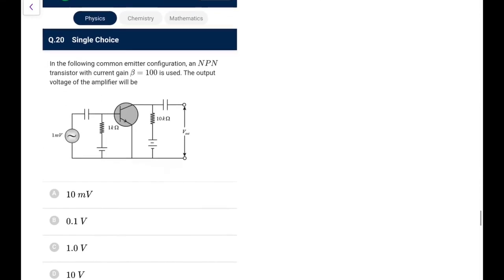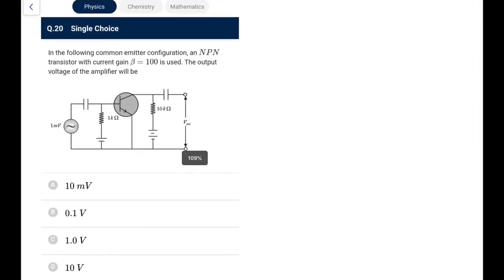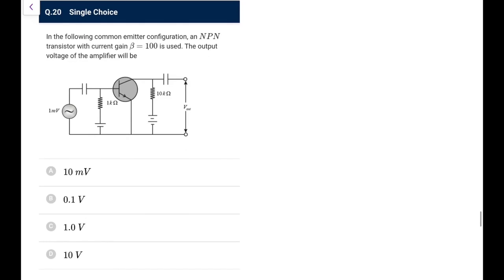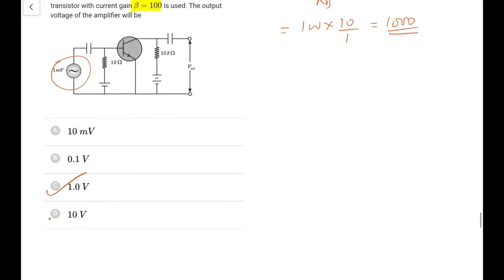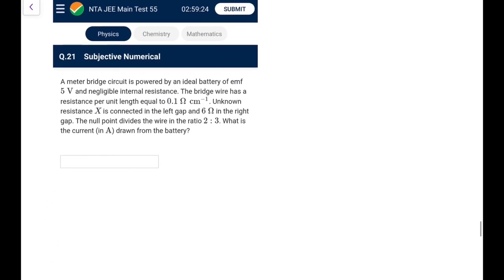Next. In the following common emitter configuration, an NPN transistor with current gain beta equal to 100 is used. The output voltage of the amplifier is? First of all, look at the input voltage, which is 1 millivolt. To get the output voltage, we need to calculate the voltage gain. We know voltage gain is beta RC by RB. So beta is 100, RC is 10 kilo ohm, RB is 1 kilo ohm. So this is 1000 times 1 millivolt, that is equal to 1.0 volt. Go for option C. Don't get confused by the diagram. It's an easy one. Next one.